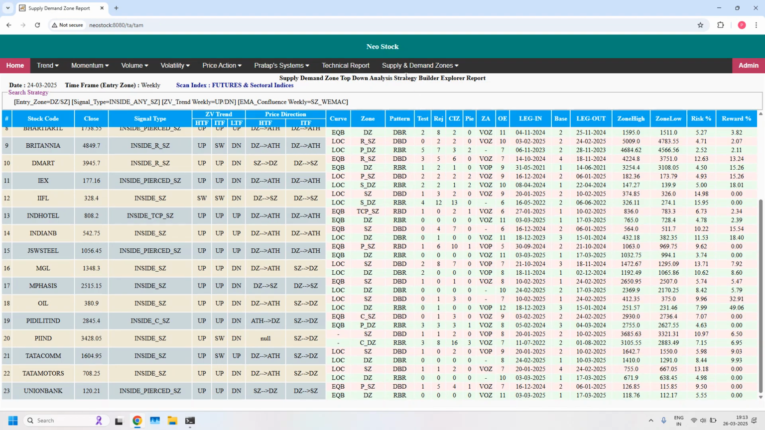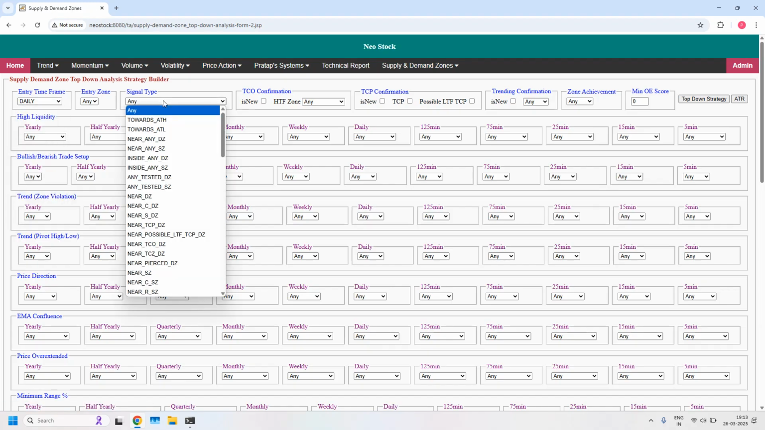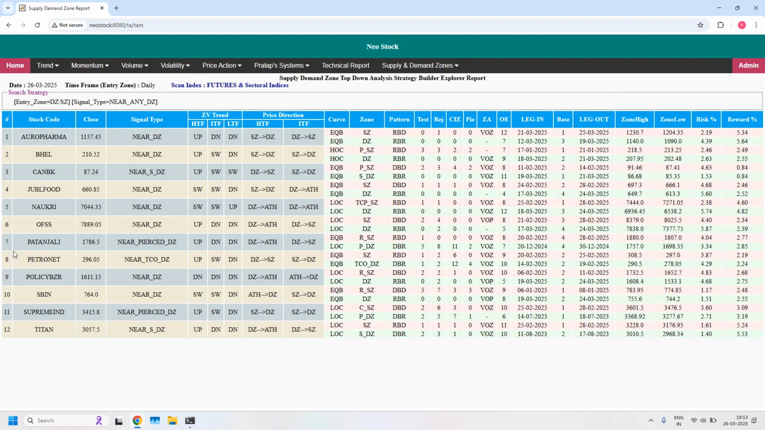So this is about weekly time frame, and the next time frame is daily. Entry time frame daily. Let us find the stocks near to the daily demand zone. We got 12 stocks. Let us identify high liquidity daily demand zones from this list.